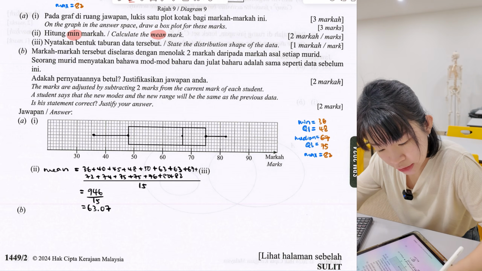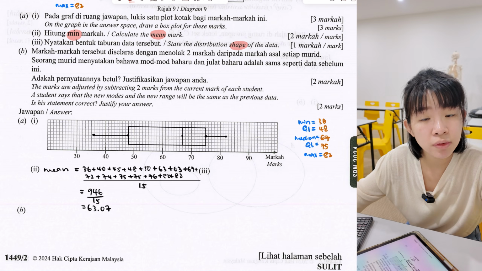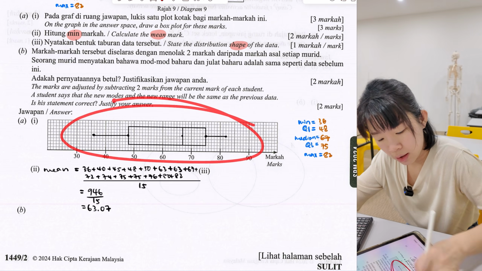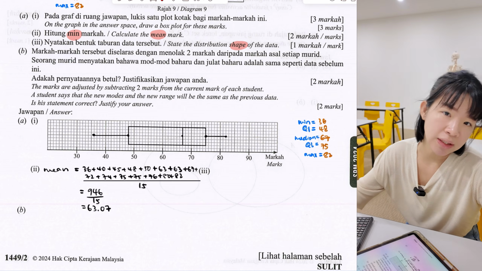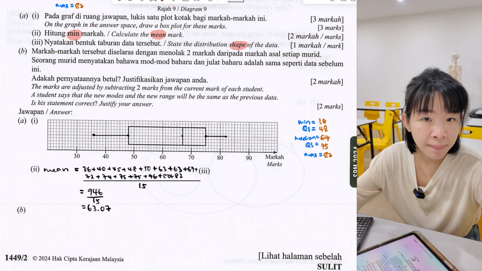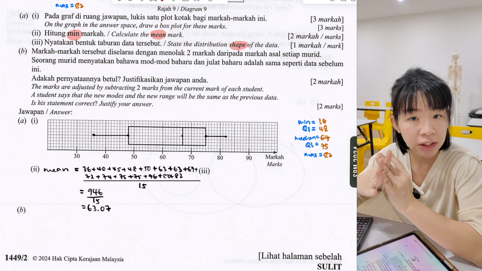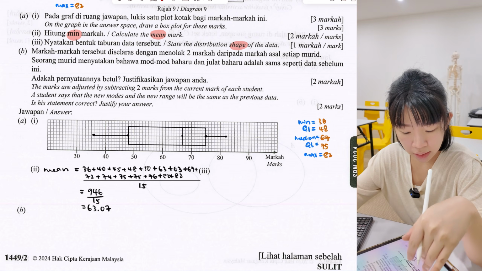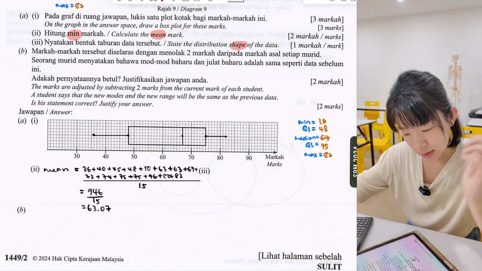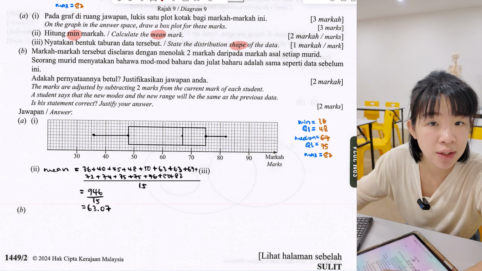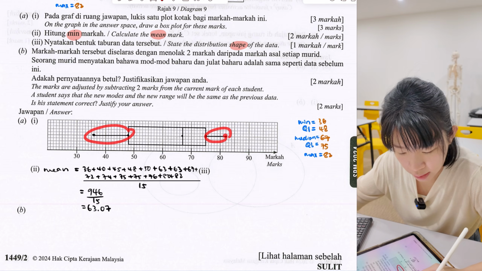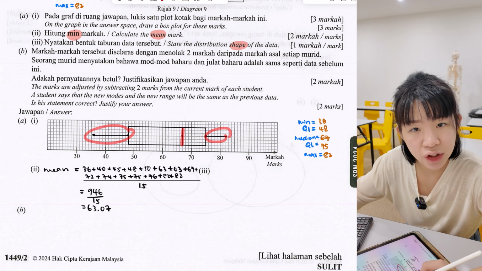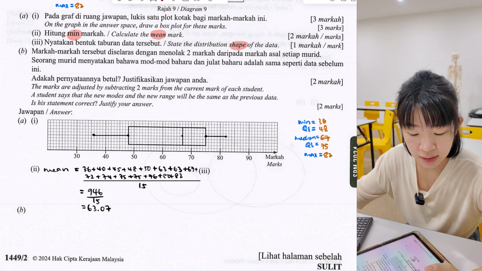State the shape. So what is the distribution shape? What is the shape of this box plot? The shape we have is pencong ke kiri or pencong ke kanan, or it is symmetrical. So what do you think? Right skewed, left skewed, or symmetrical? This one is not symmetrical. You see the line here longer, here shorter, and this one is not even in the middle. So definitely not symmetrical. So this is left or right.